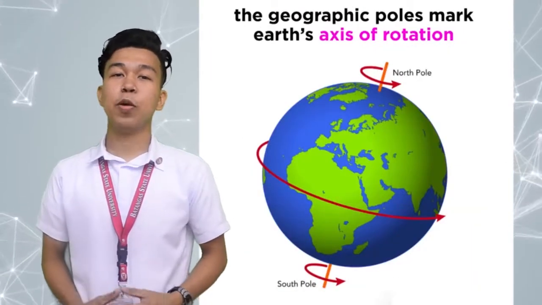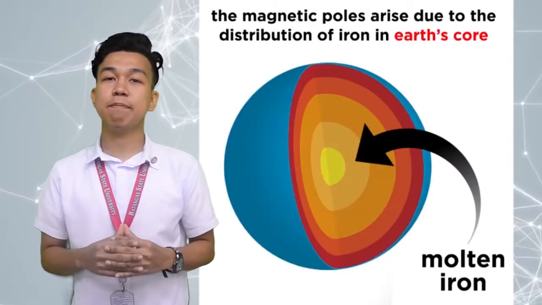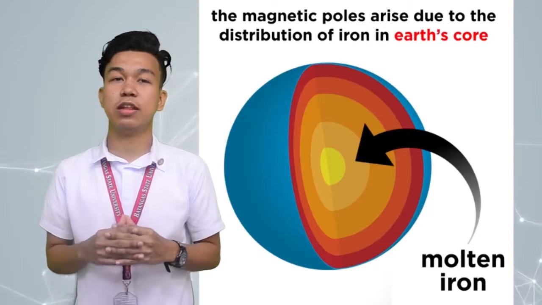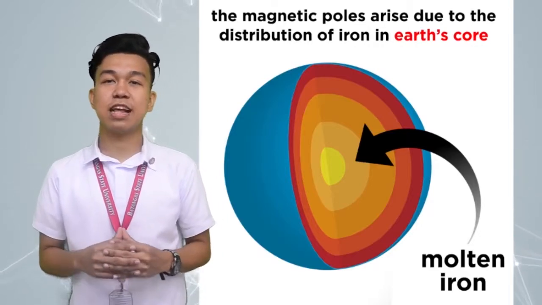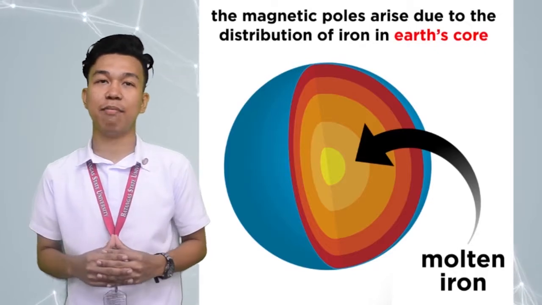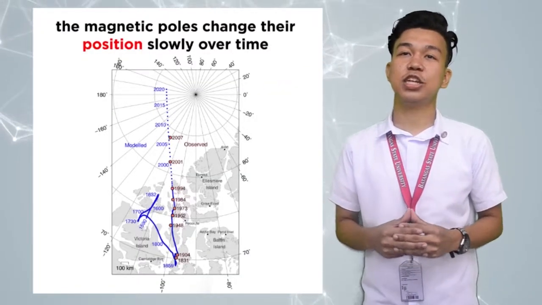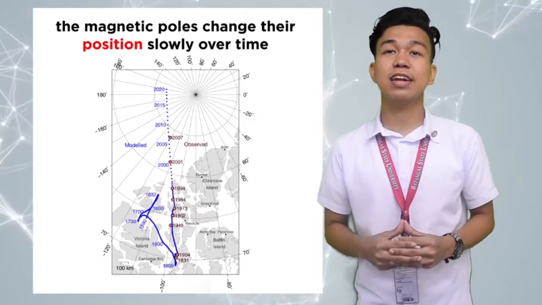The geographic poles mark Earth's axis of rotation, but the magnetic poles exist because of the way atoms are distributed in Earth's iron core, which align their spins just like the atoms in a bar magnet. The magnetic poles actually change their position slightly over thousands of years as material in the core changes position.